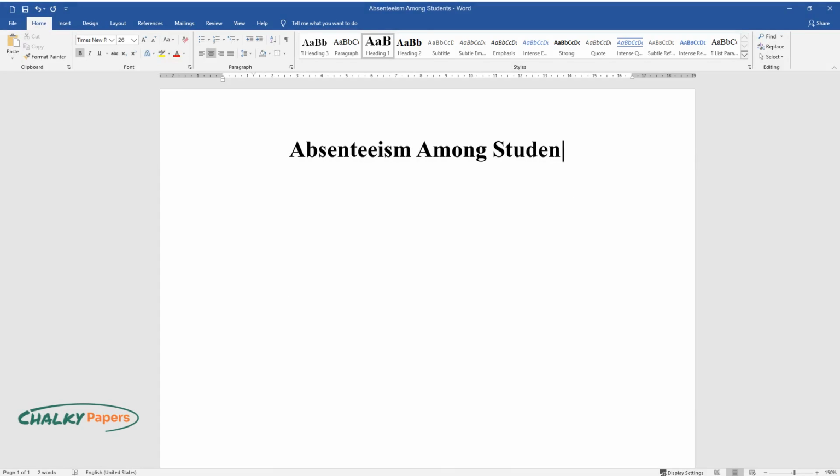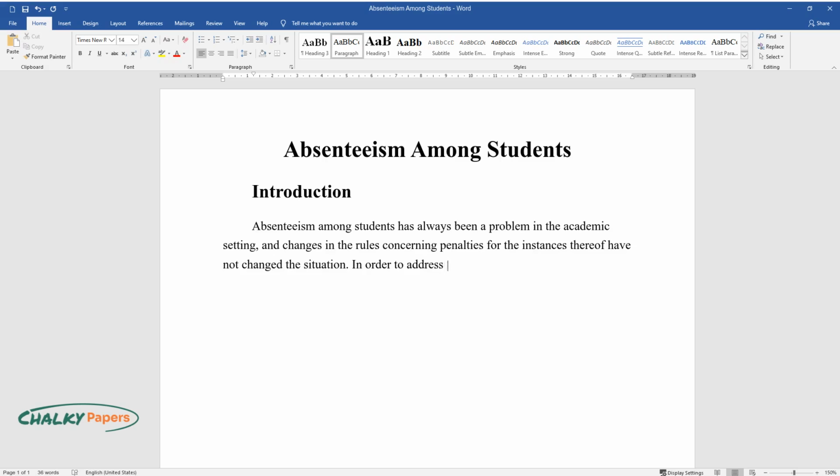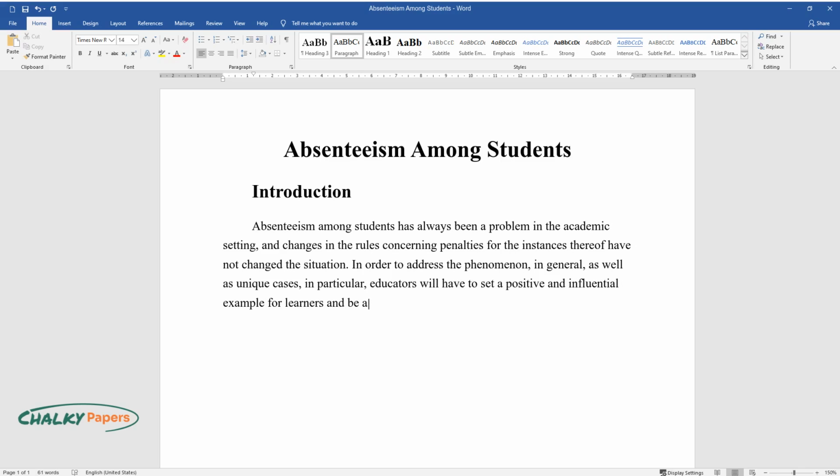Absenteeism among students. Introduction. Absenteeism among students has always been a problem in the academic setting, and changes in the rules concerning penalties for the instances thereof have not changed the situation. In order to address the phenomenon, in general, as well as unique cases, in particular, educators will have to set a positive and influential example for learners and be able to identify the cases of lying about being absent.